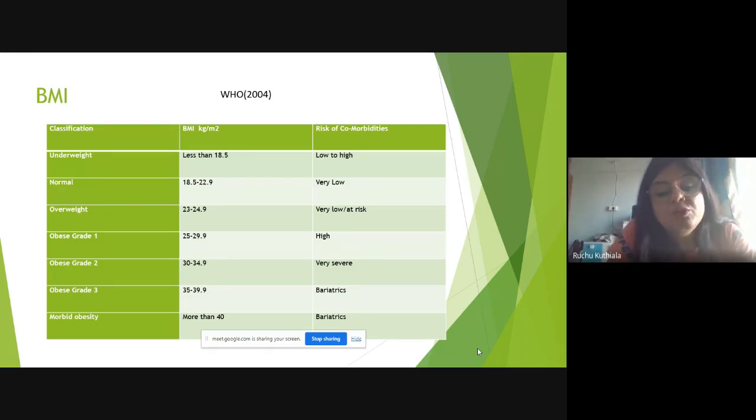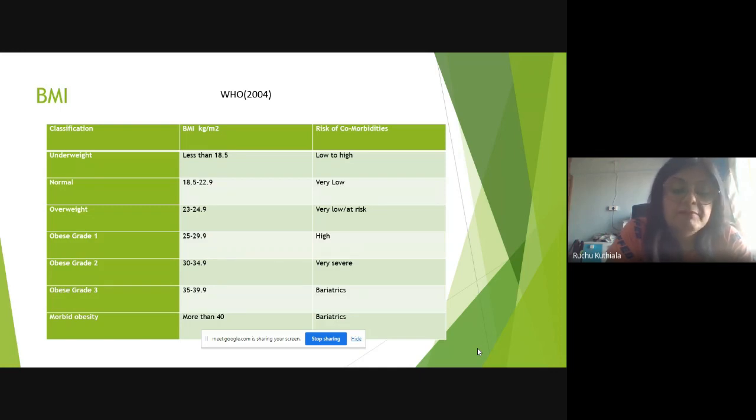So from high to severe, in this category they are very, very vulnerable to get diabetes. They are very, very vulnerable to get CVDs, that is cardiovascular diseases. They are very, very vulnerable to get problems related to cholesterol, that is dyslipidemia. If it is a female, they are also vulnerable to get problems in the menstrual cycle. So that is why these are the grades.